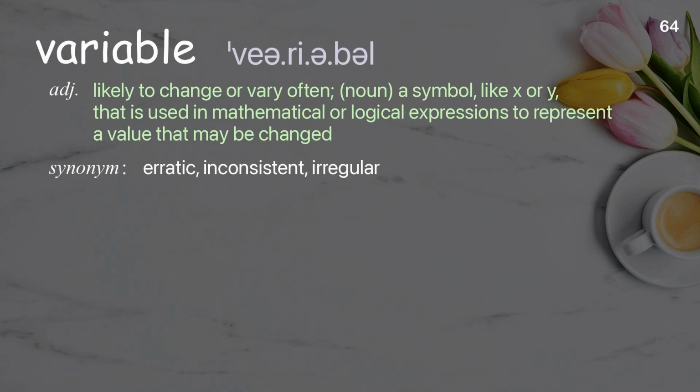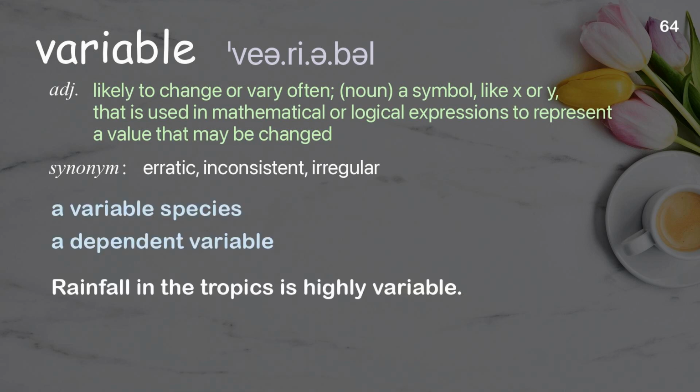Variable. Likely to change very often. Noun: a symbol, like X or Y, that is used in mathematical or logical expressions to represent a value that may be changed. Examples: A variable species. A dependent variable. Rainfall in the tropics is highly variable.